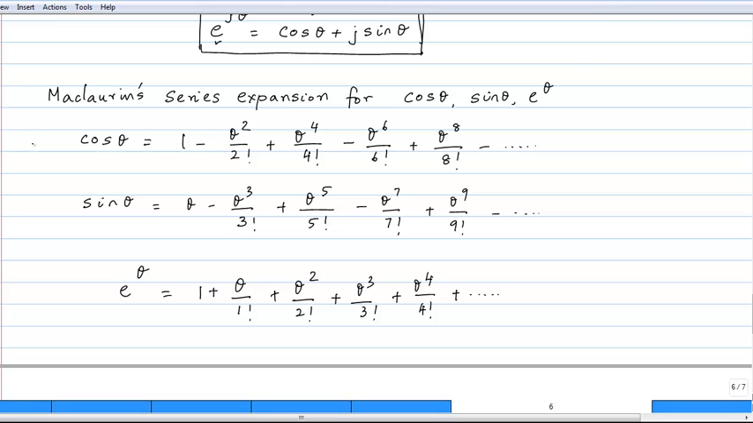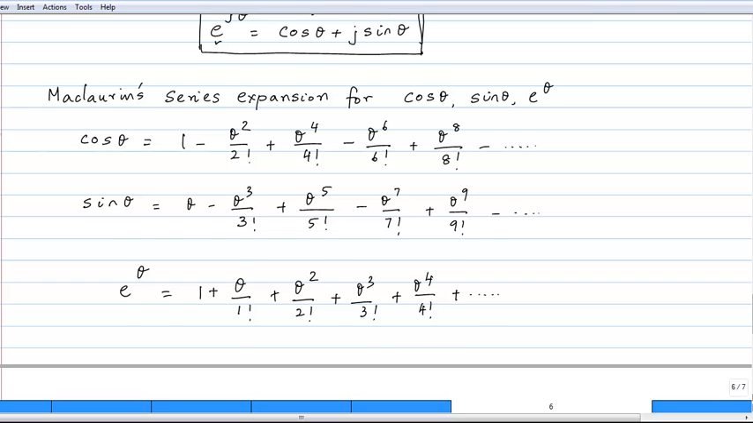Cosine theta can be written as 1 minus theta squared over 2 factorial plus theta to the power 4 divided by 4 factorial minus theta to the 6 over 6 factorial plus so on and so forth. And sine theta is given by theta minus theta cubed over 3 factorial plus theta to the 5 over 5 factorial, so on and so forth. And e raised to theta has a series expansion which is given by 1 plus theta over 1 factorial plus theta squared over 2 factorial, so on and so forth.